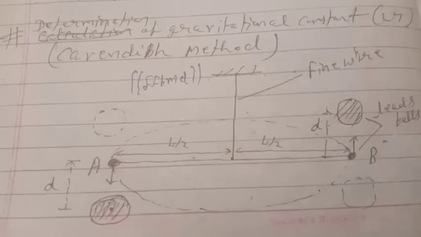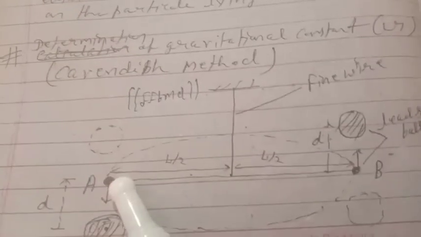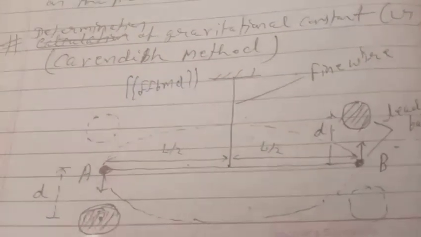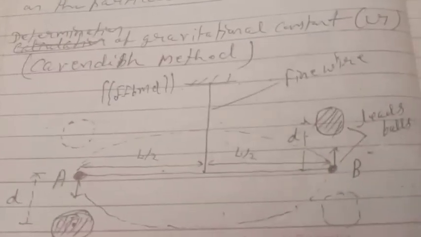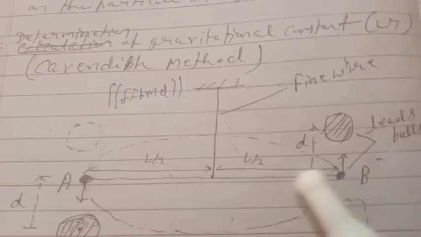Determination of gravitational constant G with the Cavendish method. Here, a fine wire is connected with a negligible mass rod, and the rod is connected with a lead spherical ball, and there is also another lead spherical ball. Due to the gravitational force, this ball is attracted towards this lead ball, and there is a twist in the wire.